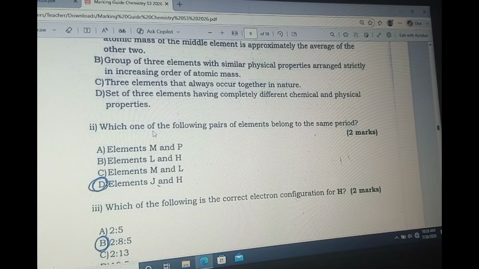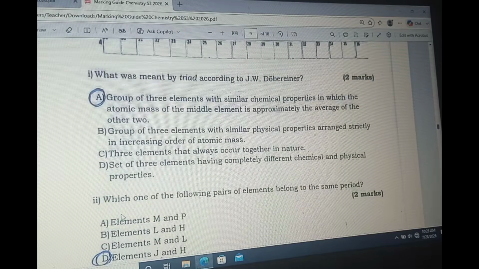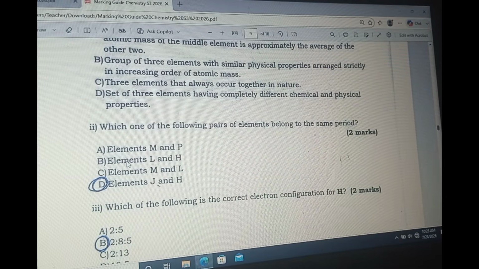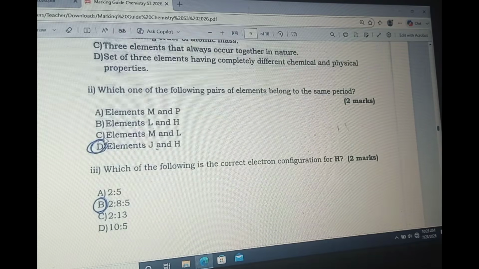Let's continue. Which one of the following pairs of elements belongs to the same period? Let's see on period 2: L and K are in the same period. P, G, and H are in the same period 3. Elements M and P, no. Elements L and H, no. Elements M and L, no. Elements G and H are in the same period, period number 3.